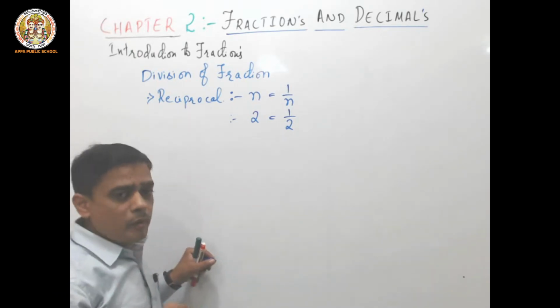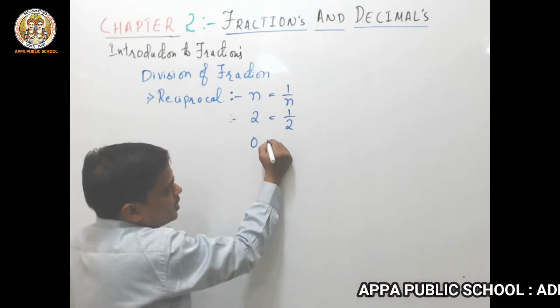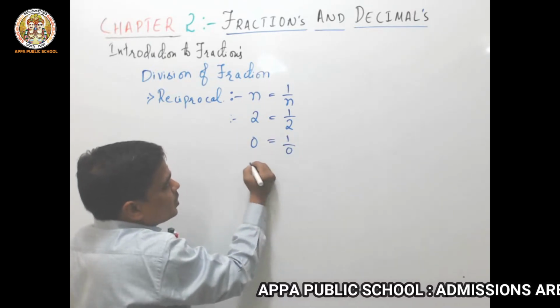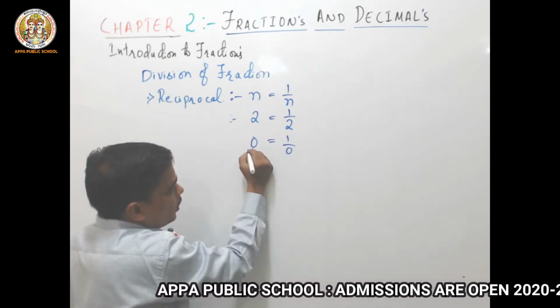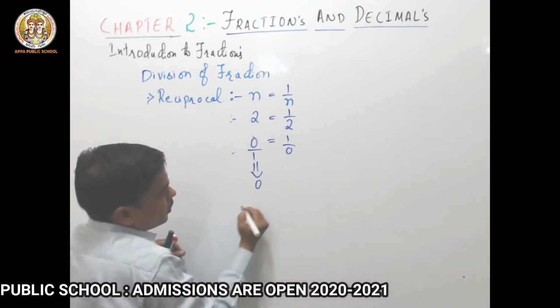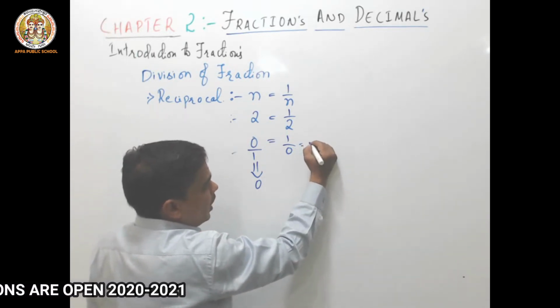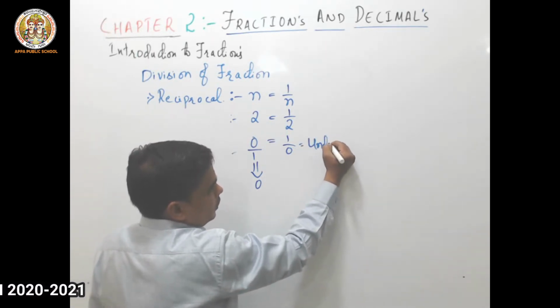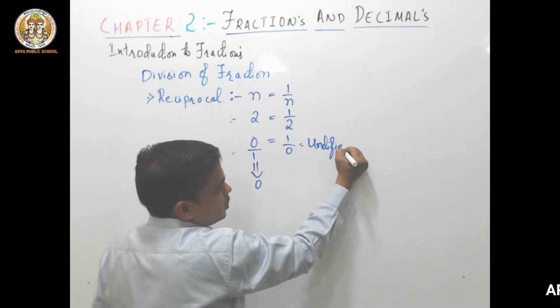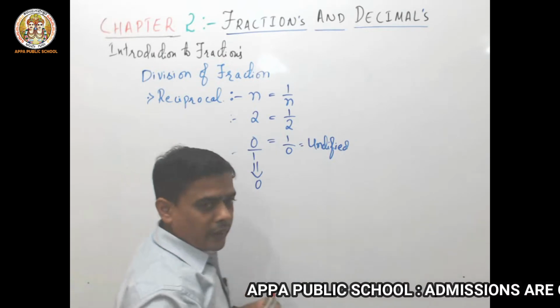Okay. Coming to 0, if you have the number 0, don't take its reciprocal. Why? Because 0 divided by any number, its value will be 0 only. Right? If you take it as 1 by 0, it's undefined. So better to take that 0 divided by any number is 0 only. Don't take it as a reciprocal.